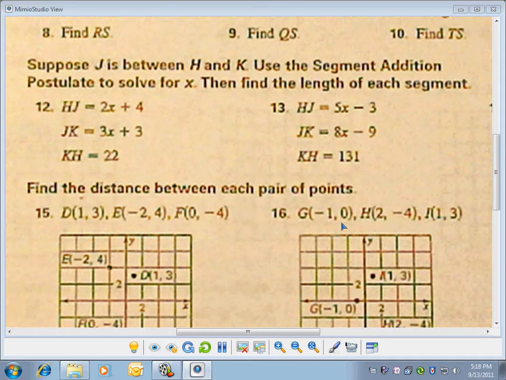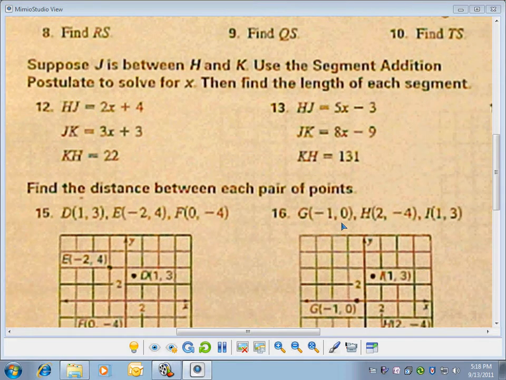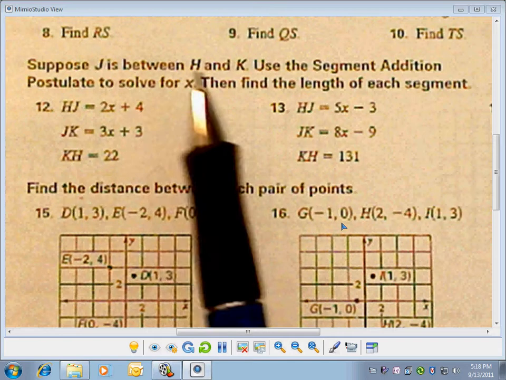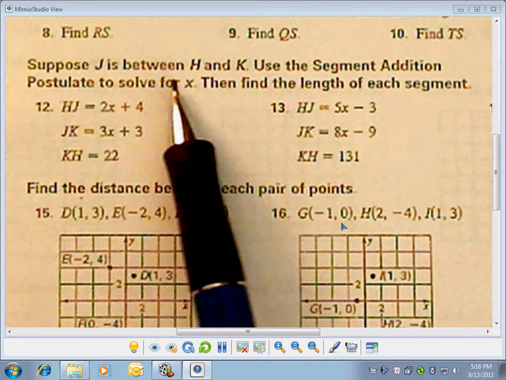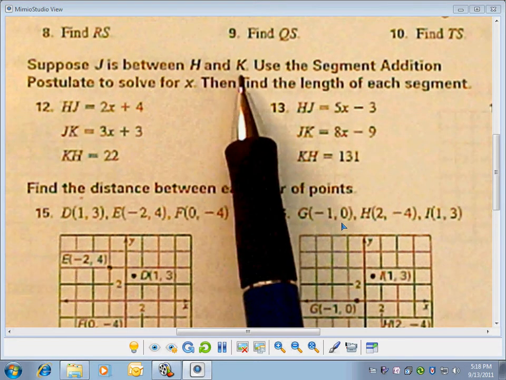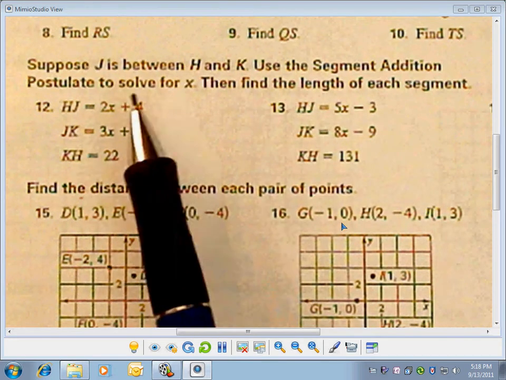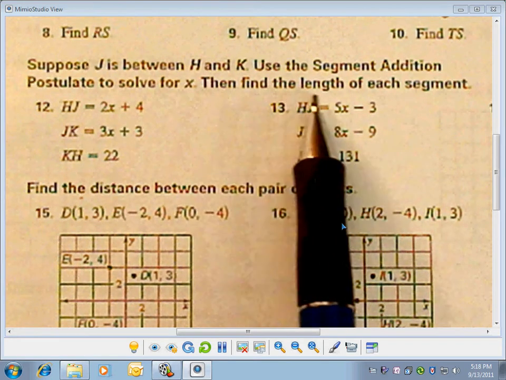Let's look at the next set of problems. Suppose J is between H and K. Use the segment addition postulate to solve for X, then find the length of each segment.